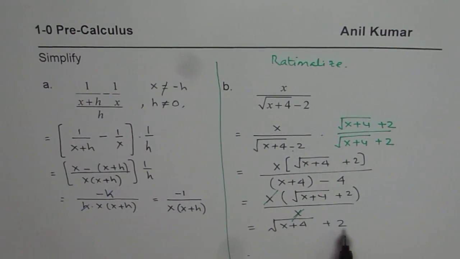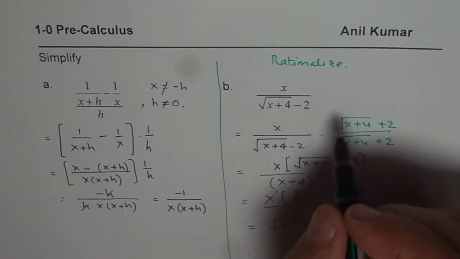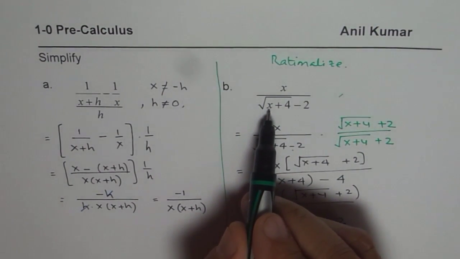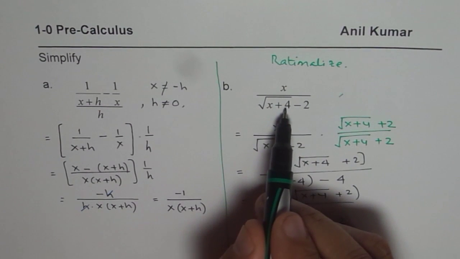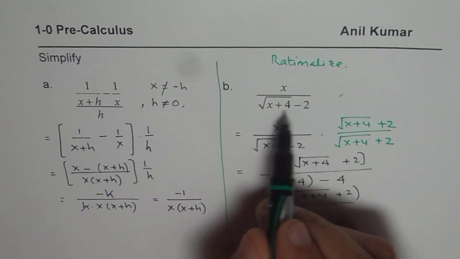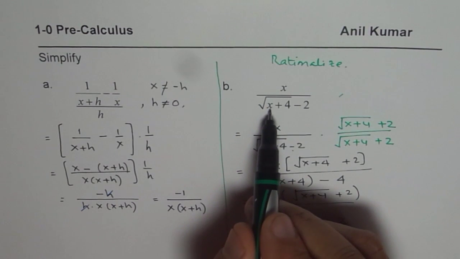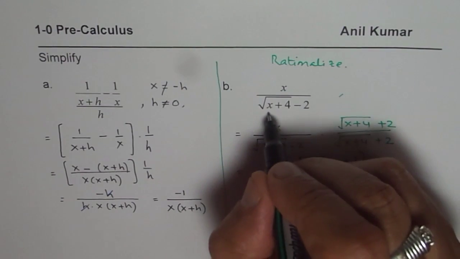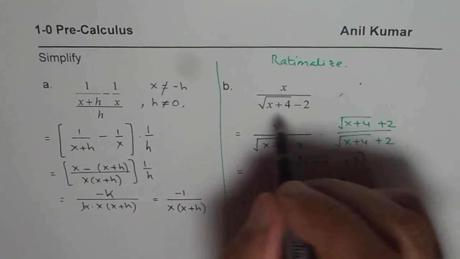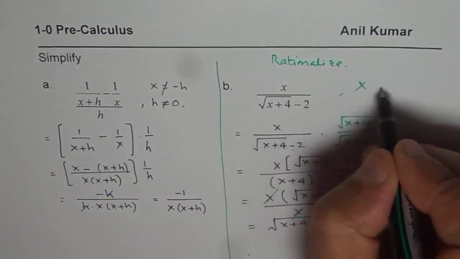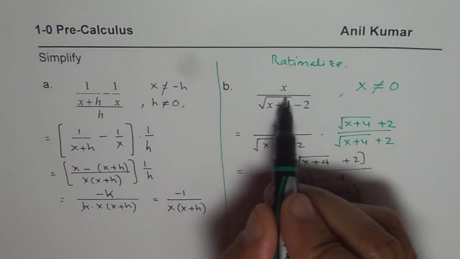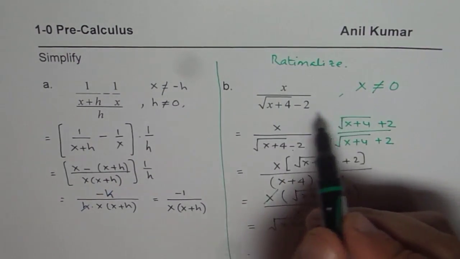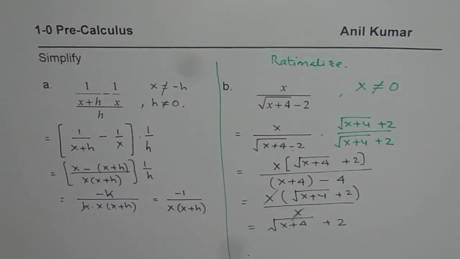If you were supposed to write restrictions, then you know the restrictions here will be that x cannot be equal to what? What will make this 0? If square root of x plus 4 becomes 2, then 2 minus 2 is 0. So we say, x equal to 0 will make it 0. So we say x is not equal to 0. Since if I write 0 here, square root of 4 will be 2, 2 minus 2 is 0. That is the restriction on the given function.